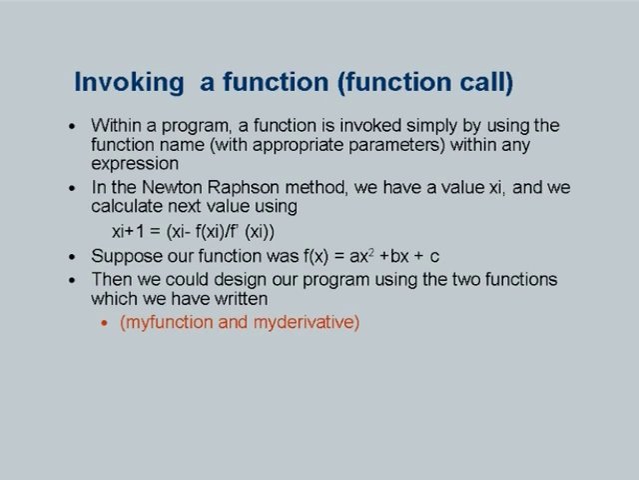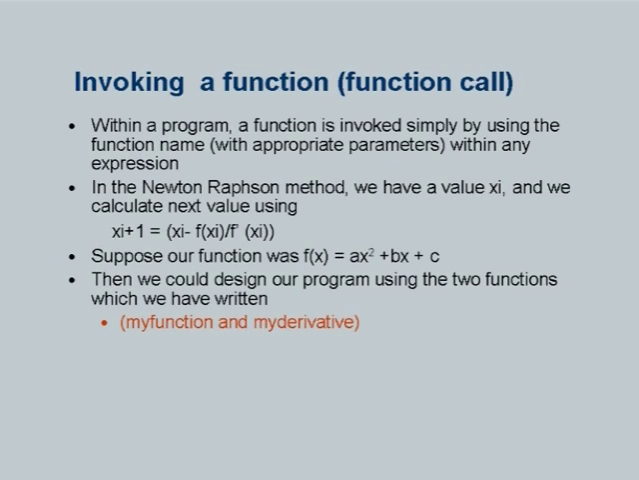Consider the Newton-Raphson method, which we did not discuss in detail yesterday. But if we have a value xi and if we want to calculate the next value, the Newton-Raphson method says that the (i+1)th value for x will be calculated using the ith value and using the ratio of f of xi divided by f dash of xi. This is a standard simple numerical technique.